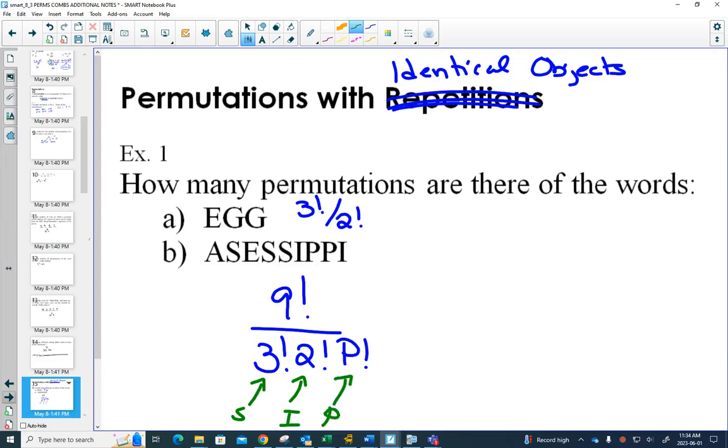Wow. Did anybody realize I just did that? What number should be here? There's 2 P's to get your final answer.